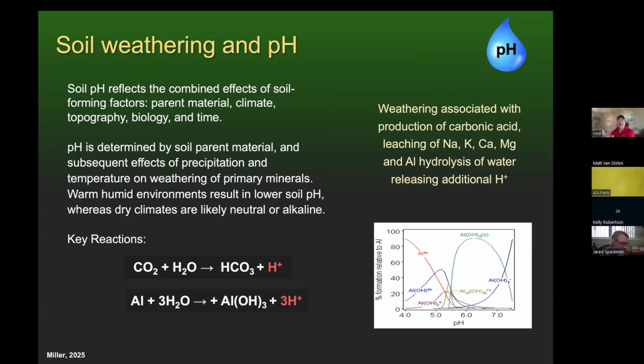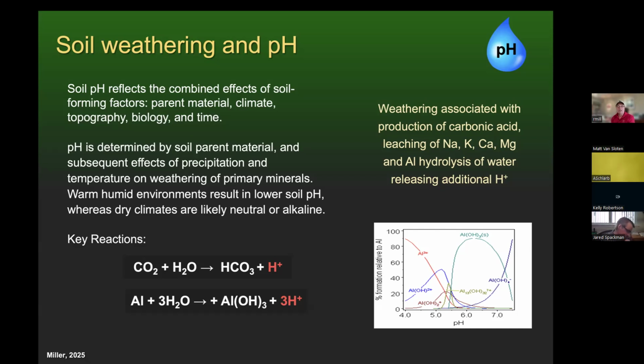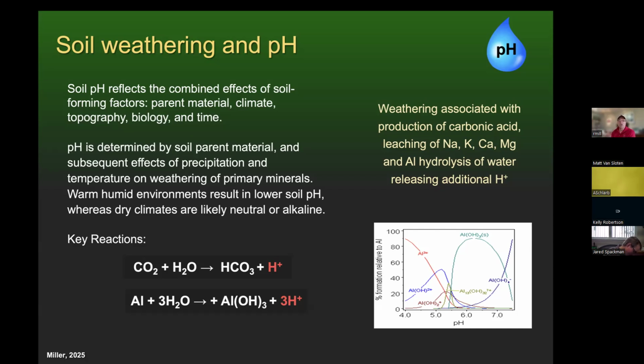Subsequent to that, we have the effect of precipitation. Rainwater contains dissolved carbonic acid, which goes into the soil and dissociates, releasing hydrogen. It can have tremendous effects in very humid climates that have high rainfall. Generally speaking, in alkaline climates, rainfall is limited, so there's a limited amount of carbonic acid coming into the system.